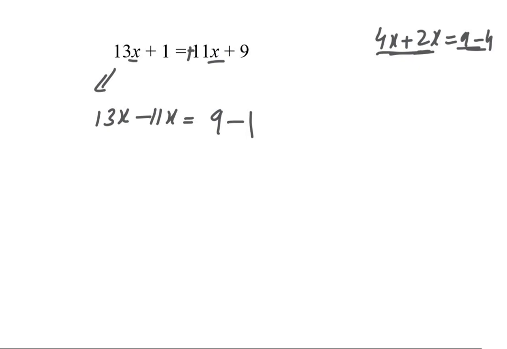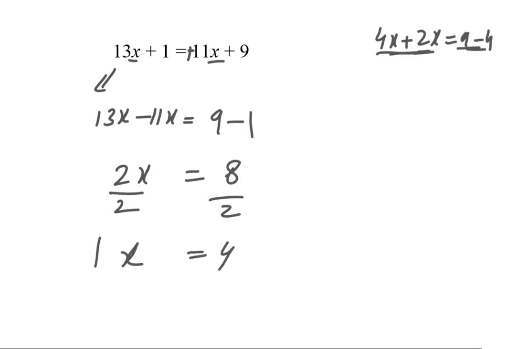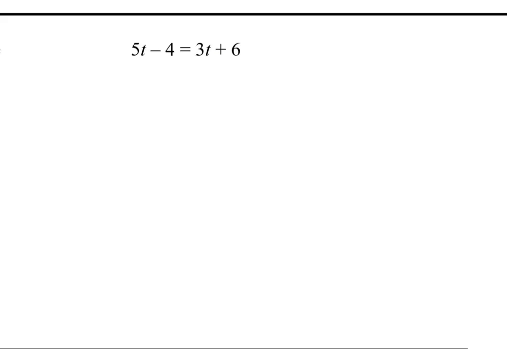13x minus 11x is going to be 2x, and 9 take 1 is going to be 8. So we can divide by 2 over here, divide by 2 over here. So x is equal to 4. Easy peasy, not hard. Okay, to solve this question, please pause the video, then we can solve together. Okay, hope you got the answer.